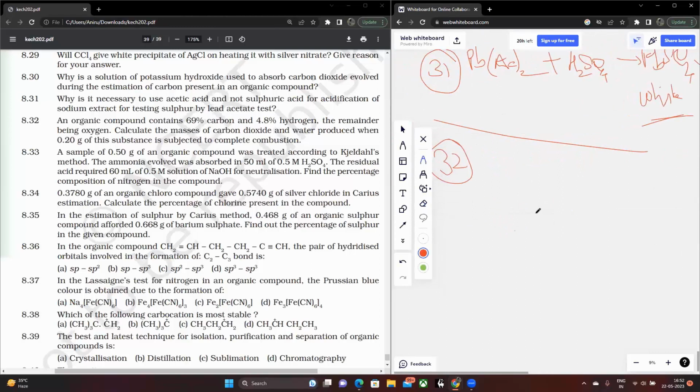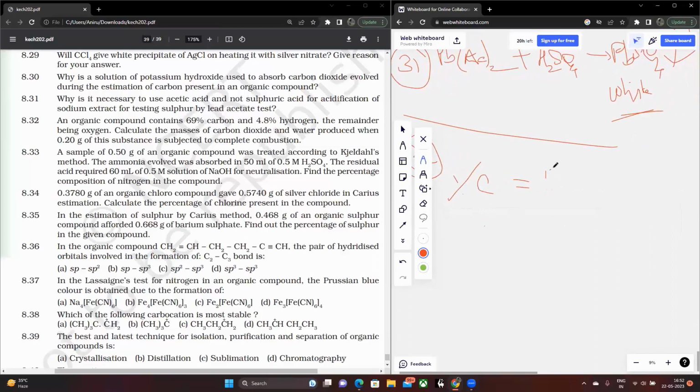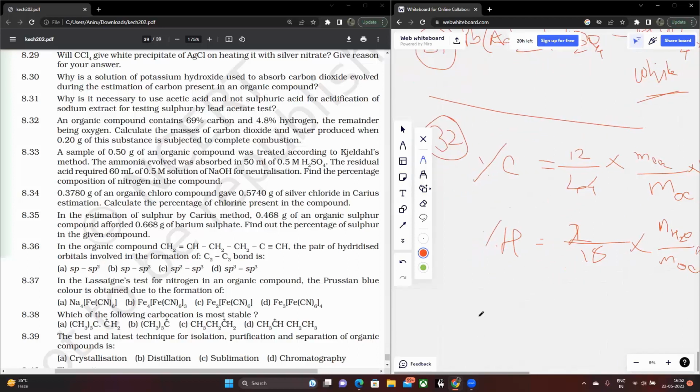What I can do is use the percentage carbon and the percentage hydrogen formula, right? We know that percentage carbon is basically 12 by 44 into mass of CO2 formed divided by mass of organic compound taken into 100, right? The same way, percentage hydrogen is basically 2 by 18 into mass of water formed by mass of organic compound taken into 100, right? It's not 1, it is 2, because you're dealing with H2, right?